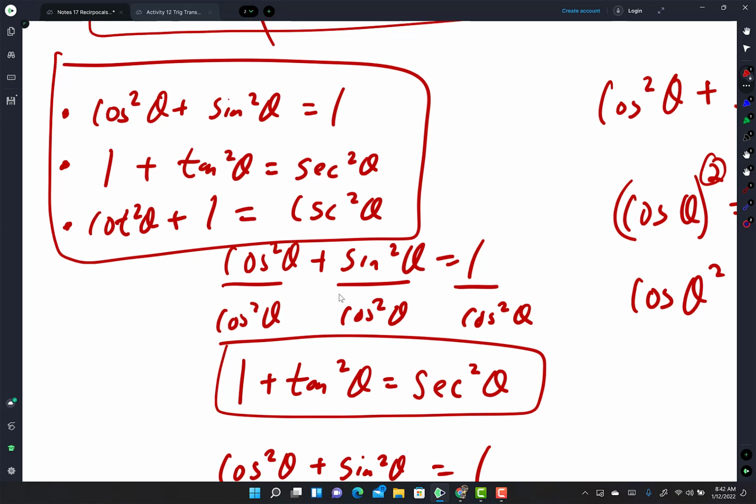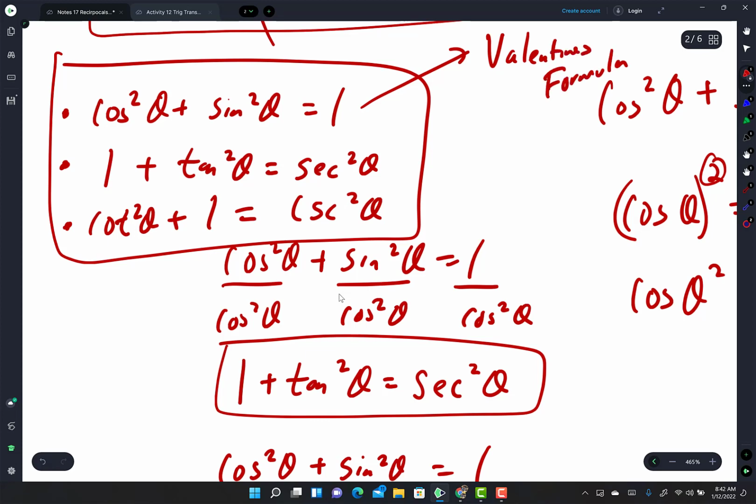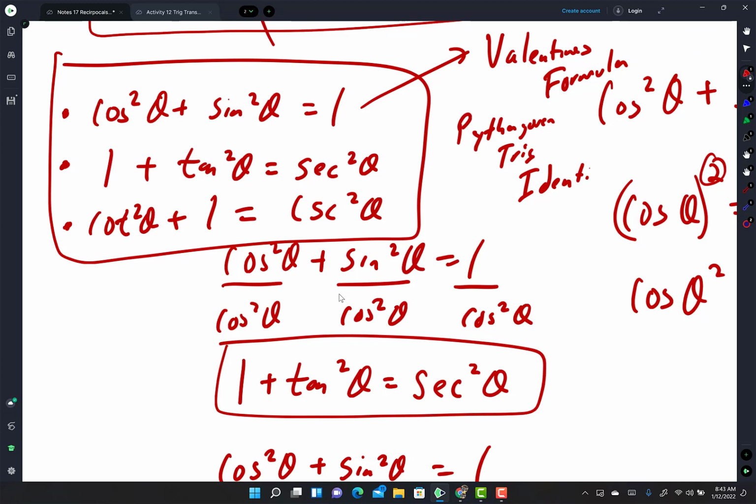We got all three from the first one, cosine squared plus sine squared equals 1. Now, in this room, I call this the Valentine's formula. If you go out to the university, don't tell the professor that it's the Valentine's formula. The official name is called, what do you think it's called? Pythagorean trig identity. So if you were to go to Google and you put Pythagorean trig identity, this is what it would spit out. How do we feel? Do we feel okay, guys?